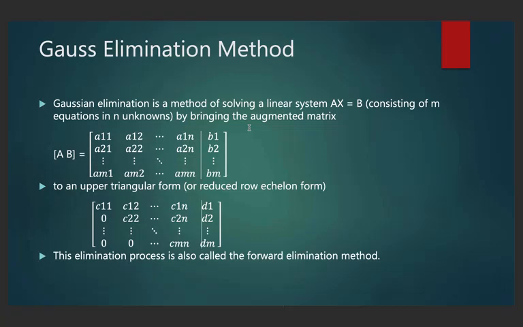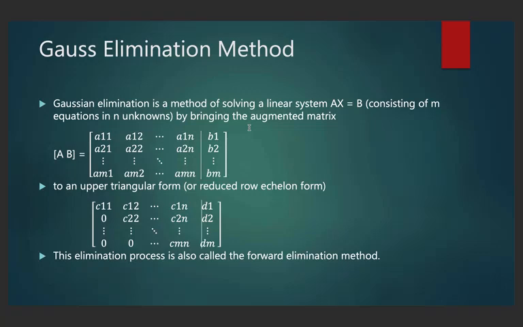So next we have the Gaussian elimination method. The Gaussian elimination method is a method of solving a linear system Ax = b. It's also known as row reduction, by bringing the augmented matrix to a simpler form. It consists of a sequence of operations performed on the corresponding matrix of coefficients. This method can also be used to compute the rank of a matrix, the determinant of a square matrix, and the inverse of an invertible matrix.